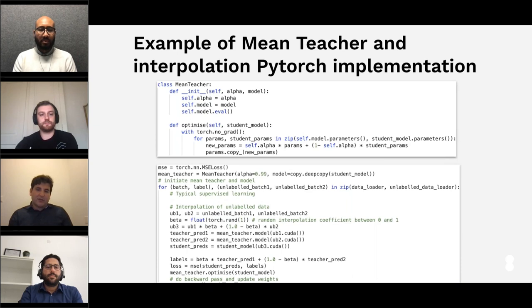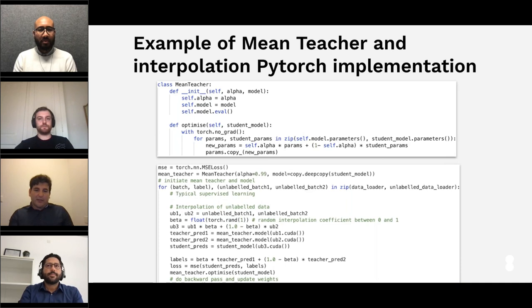So they usually use the mean square error as the loss. We create a mean teacher from the student model. So we do a deep copy of the student model, and then we go through the supervised data loader and the unsupervised data loader at the same time. We apply our typical supervised loss, and then we create an interpolation between our 2 unsupervised batches. And then we create teacher predictions on the batches that we have. And then we also create student predictions on the interpolated batch.